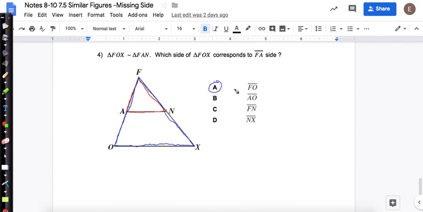Some of you can visualize that, but if you can't, please write down the strategy anyways. FOX lines up with FAN. So if you look here, which side corresponds to FA? Look what two letters it lines up with. Box this in. It lines up with FO.